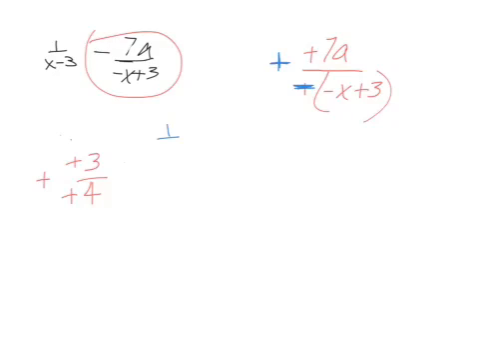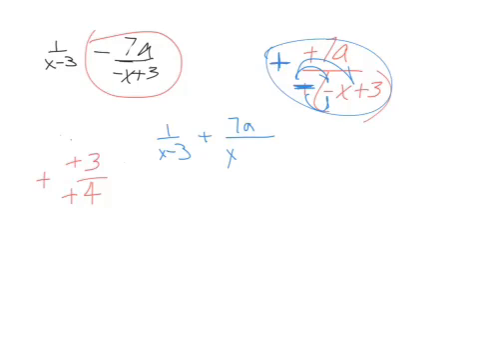And what do I get? 1 over x minus 3, the first term, and let's go ahead and write that, plus 7a. We didn't do anything to the top. Over, distribute this negative. A negative times a negative is a positive x. A negative times a plus 3 is a negative 3. Now I have common denominators. Now I can write it as 1 plus 7a over x minus 3. Really confusing, isn't it?